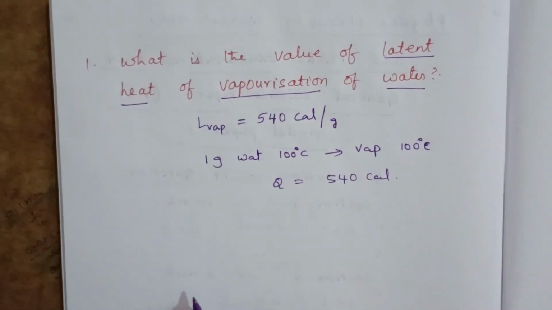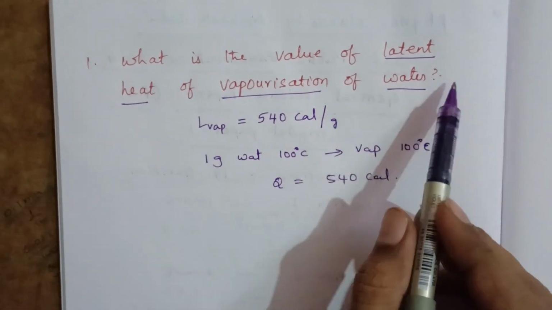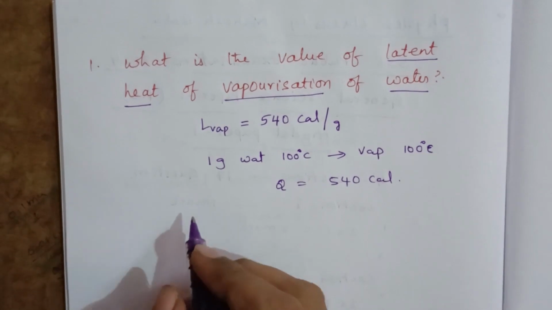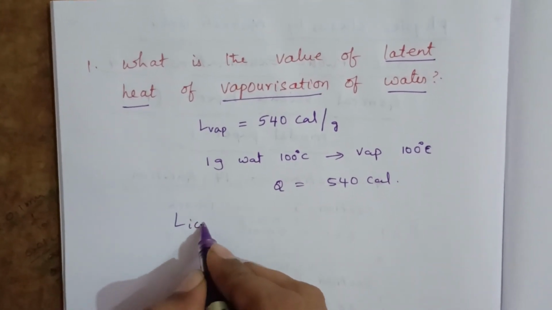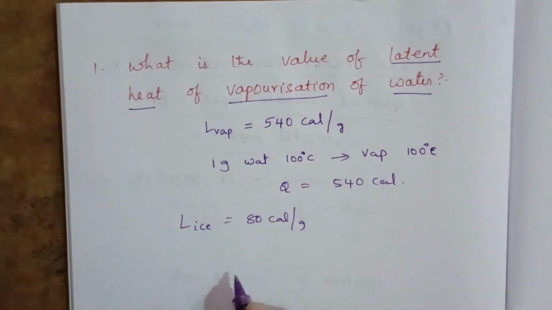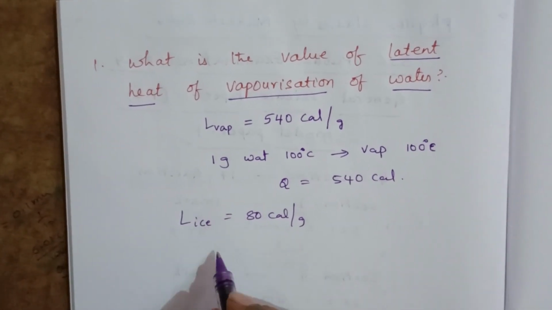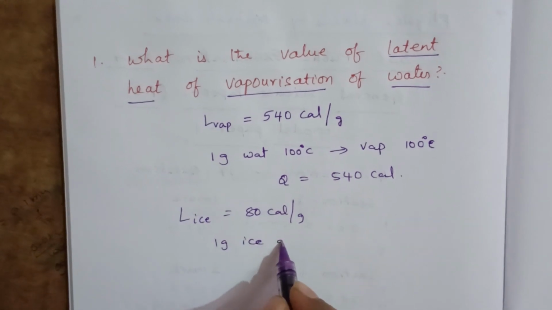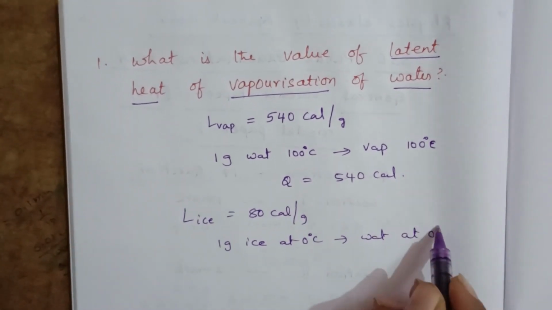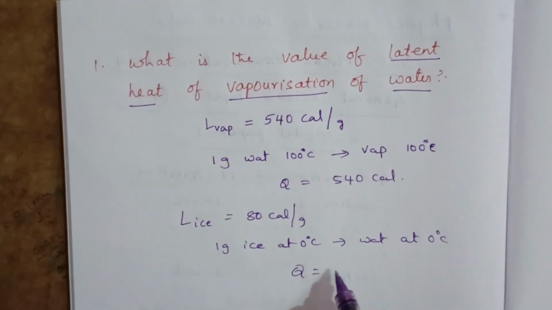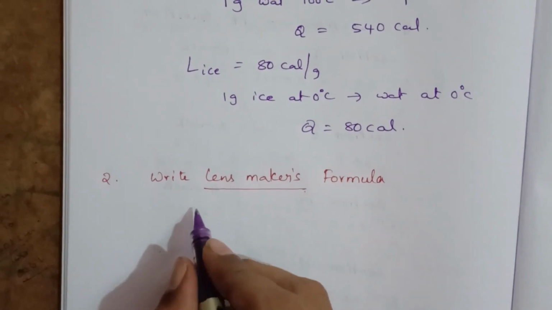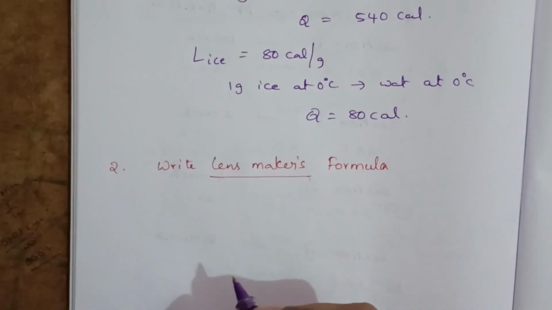Okay. Sometimes they'll ask you the latent heat of fusion of ice. The latent heat of fusion of ice is 80 calorie per gram. Same way, to convert 1 gram of ice at 0 degrees Celsius to water at 0 degrees Celsius, we should give heat energy of 80 calories. Next question: write the lens maker's formula.